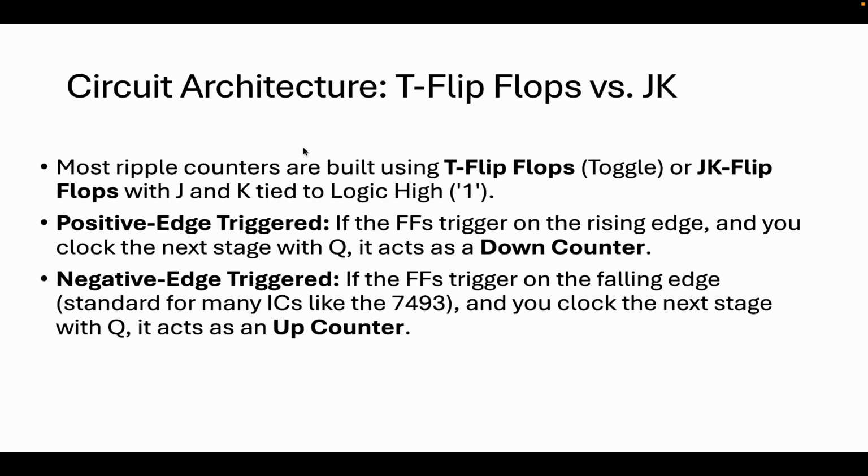Why do we use T flip-flop versus JK? Most ripple counters are built using T flip-flops or toggle flip-flops. Here, we need to tie J and K to logic high. Positive edge triggered: if the flip-flops trigger on the rising edge and you clock the next flip-flop with Q, it acts as a down counter. Negative edge triggering: if the flip-flop is triggered on the falling edge, what they mean to say here is, when you write your code, if you're using positive edge triggered, you will get a down counter. If you are working on a negative edge trigger, that is falling edge triggered, it will act like an up counter. Simple.